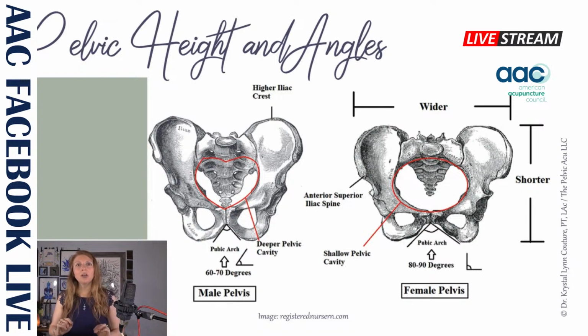In this picture, we can also see that pubic arch very well illustrated. And so the pubic arch is going to be 60 to 70 degrees on the male pelvis, and on the female pelvis, that's going to be more like 80 to 90 degrees.